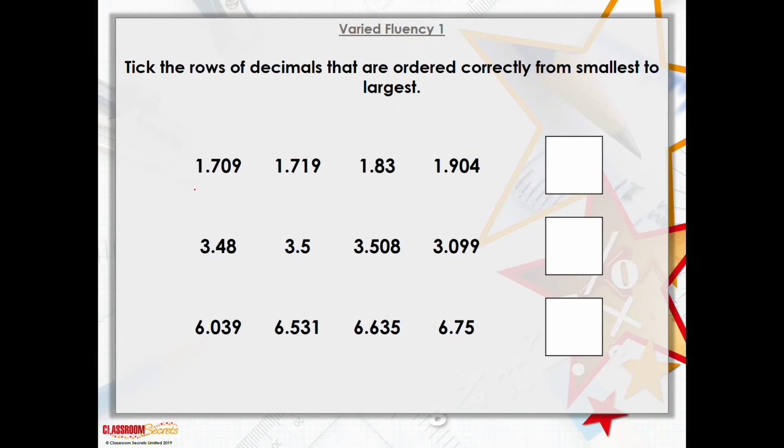If we look first, we're going to start from the left-hand side this time, and we're going to look at the ones column. And in each of these numbers, we have a one, so that doesn't help us. We then move across into the tenths column.